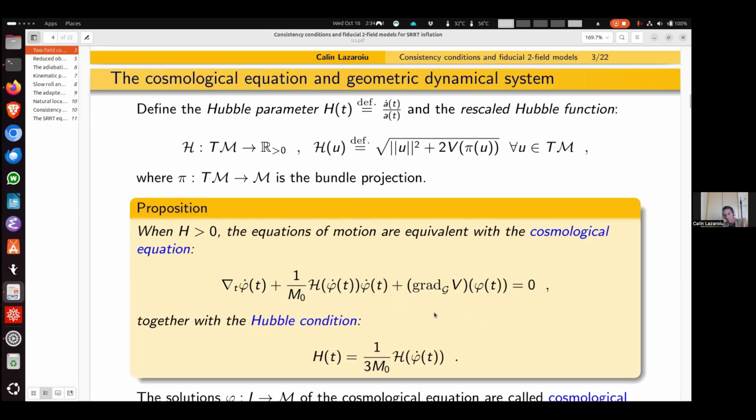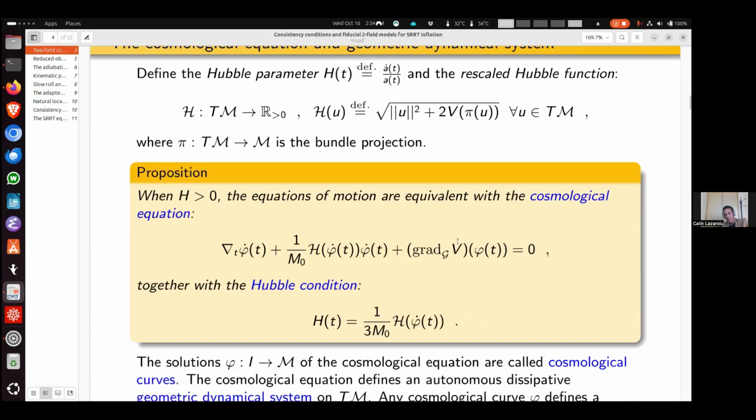And then the last term is the so-called gradient term. So here I have the gradient vector field of V with respect to the Riemannian metric G, which is a tangent vector field to my surface M, and I evaluate that vector field at the point phi of t, which is a point in M.